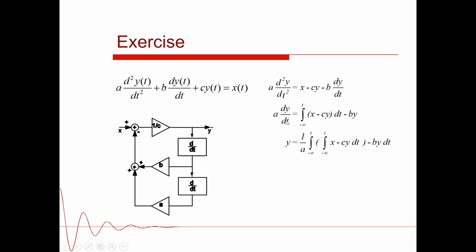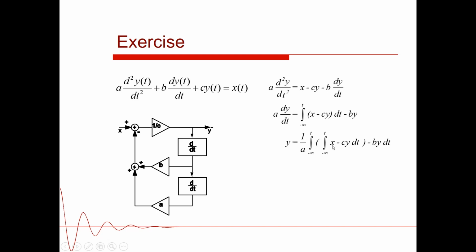So how do we get y? Well, again, by integrating this part of the equation and then dividing everything by a. So we take the complete integration of the right side of my equation, which is this part over here, and then we divide everything by a. Now let's see how we do that in a block diagram.